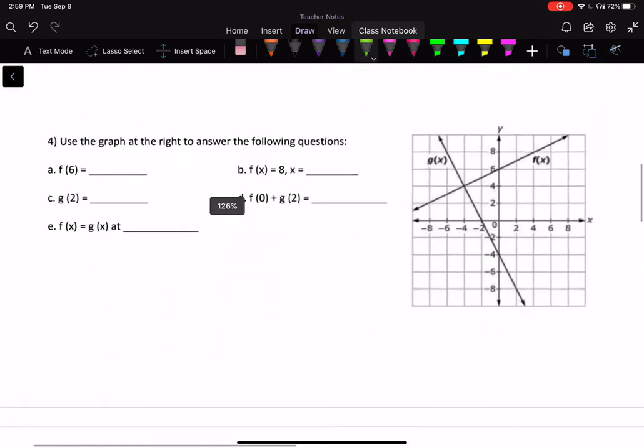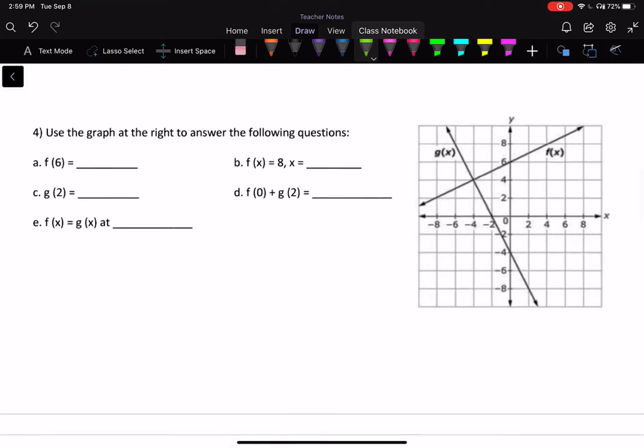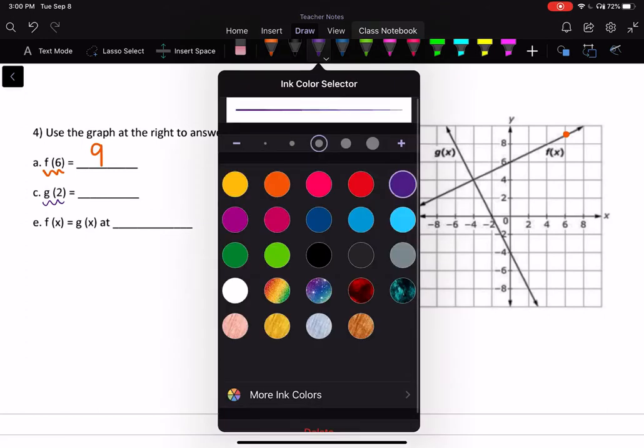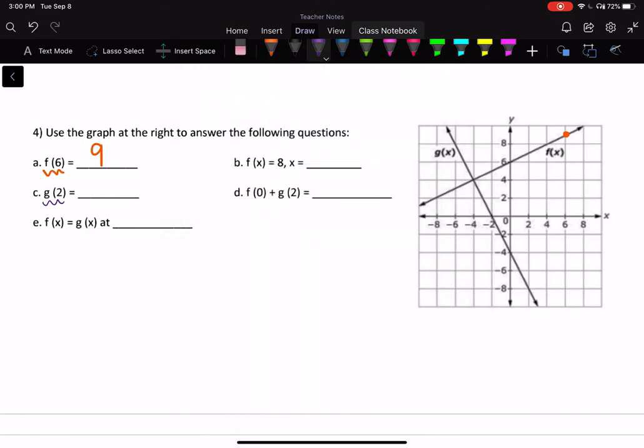Now moving on to number 4. Find f of 6. 6 is an x value, so I go to 6 on my x-axis and then find my f graph, which is right here, meaning that my y value is going to be at 9. Now I need to find g of 2. 2 here is an x value. I go to 2 on my x-axis, then to my g graph, which is going to be down. That gives me -8.